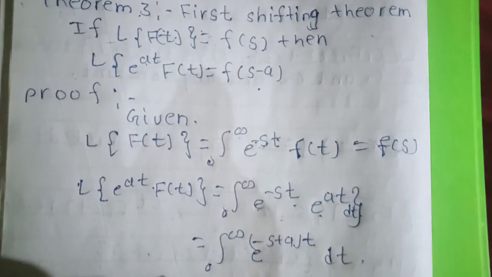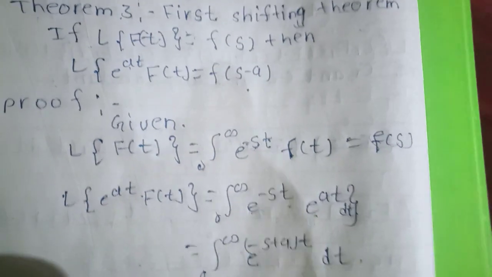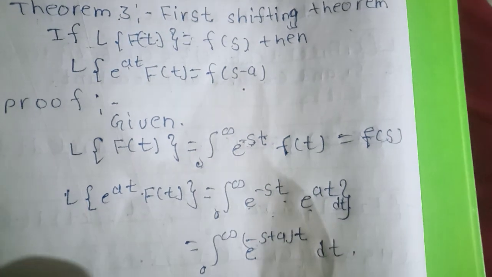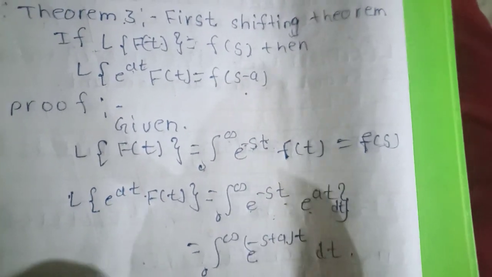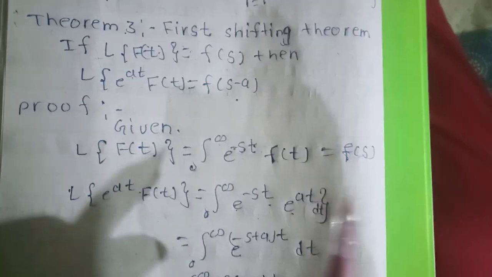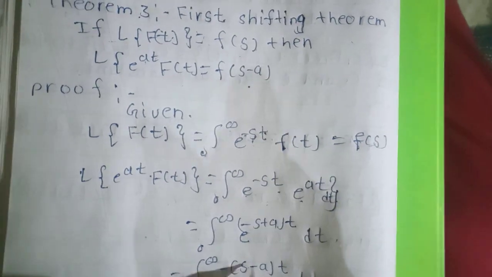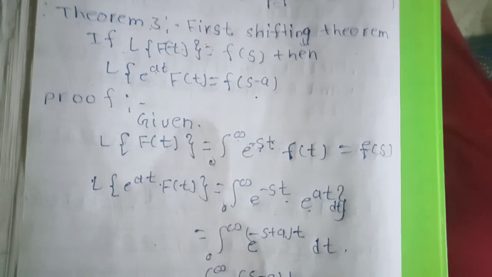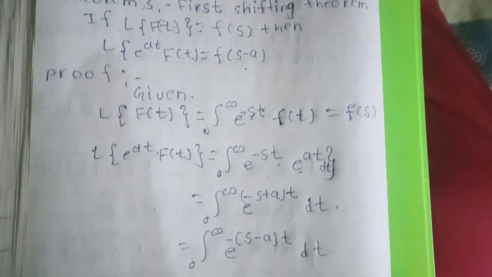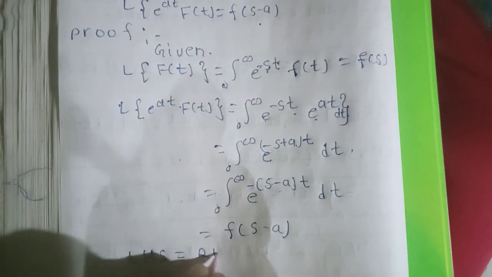Here we take t common, then we simplify this: the integral from 0 to infinity of e raised to minus (s minus a) t times f of t dt. So first we say here is s, so this is f of s minus a. Then we have proved the theorem, that is, LHS equals RHS.